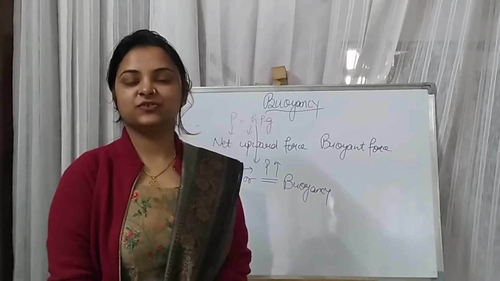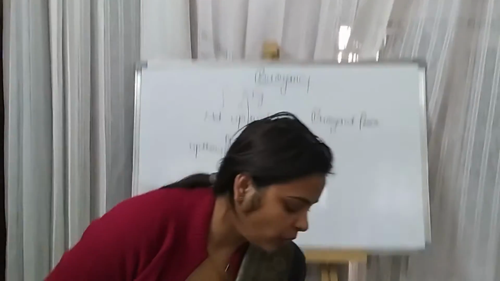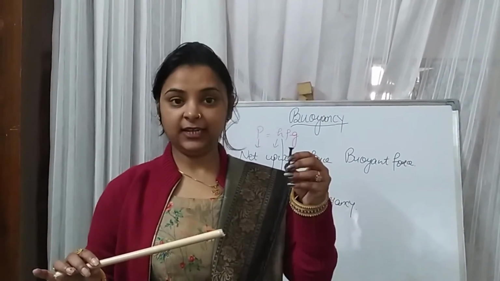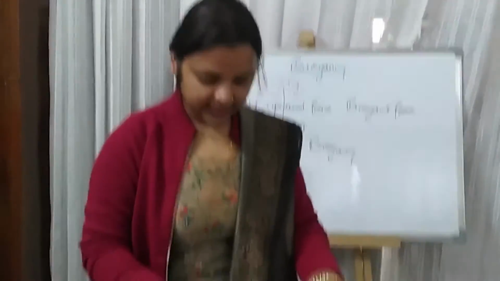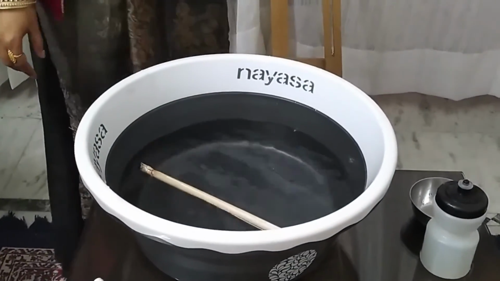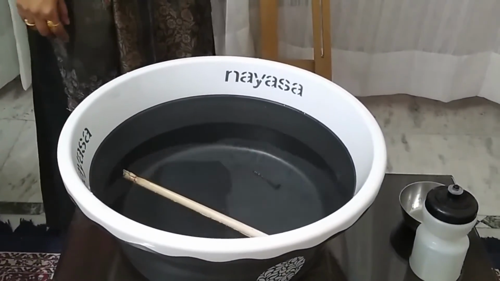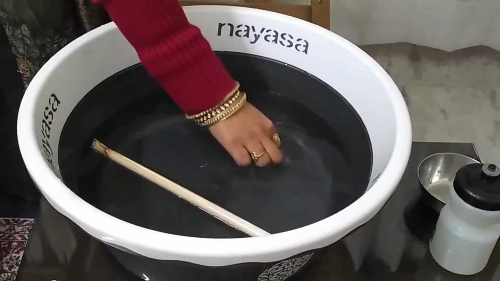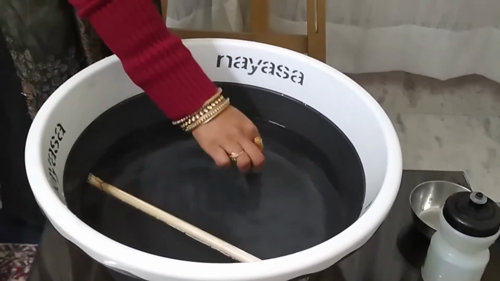Now I'm going to illustrate an interesting fact. I have two objects. This is a wooden piece and this is an iron nail. Now I drop them simultaneously inside the container having water. What do you notice? Just look at it. Yes, this wooden piece starts floating and this iron nail sinks inside the container.